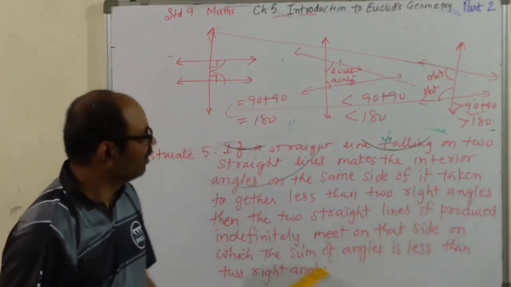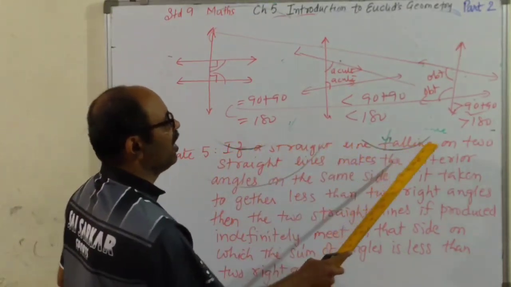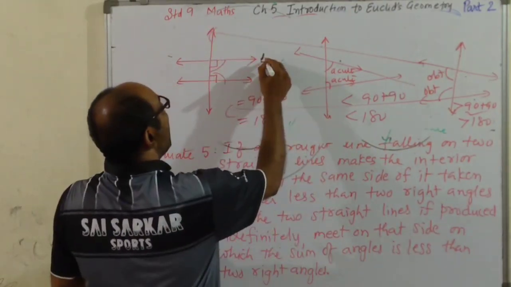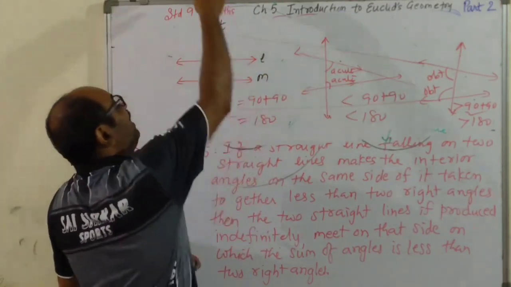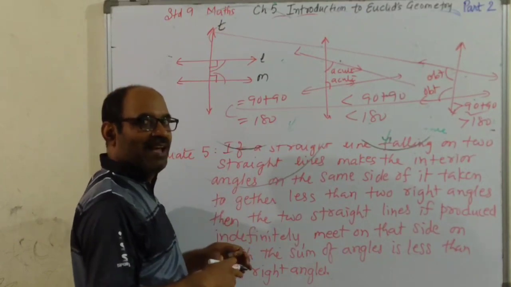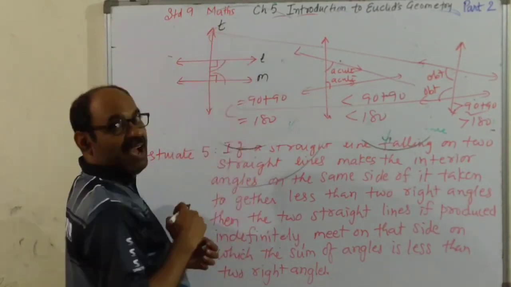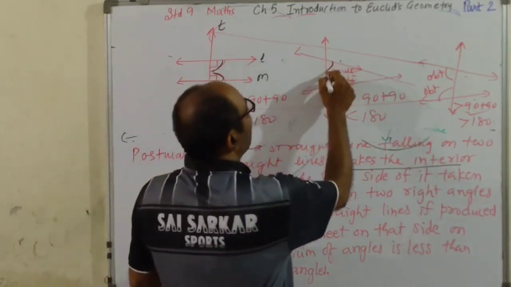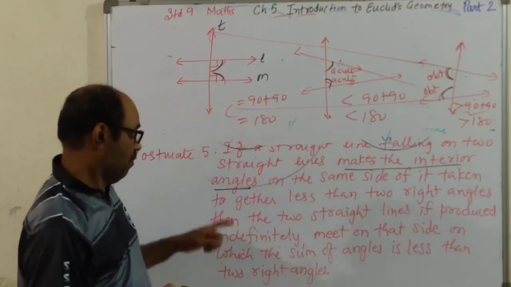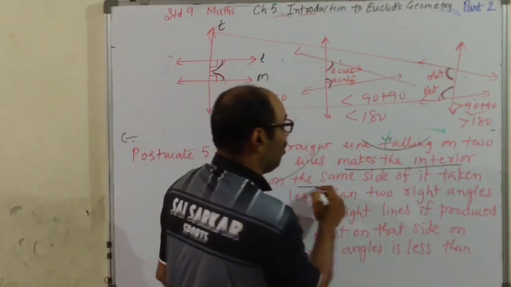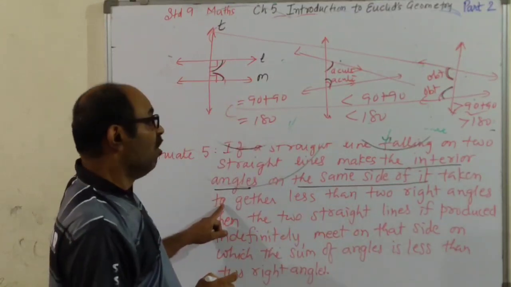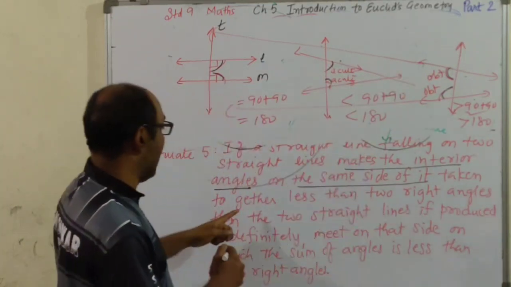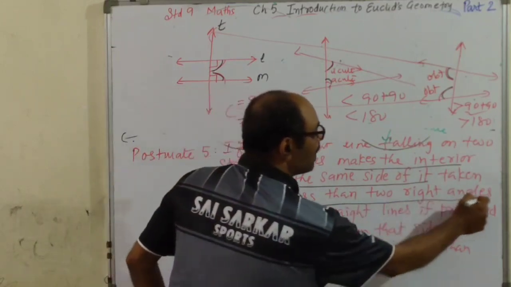Alright, let's see. If a straight line falling on two straight lines: L and M are two straight lines, and another line T falls on them. Falling means, today we say, intersects. T intersects L and M and makes interior angles, which could be this, this or this, on the same side of the transversal. Taken together, if we total 90 plus 90, acute plus acute or obtuse plus obtuse, taken together it is less than two right angles.